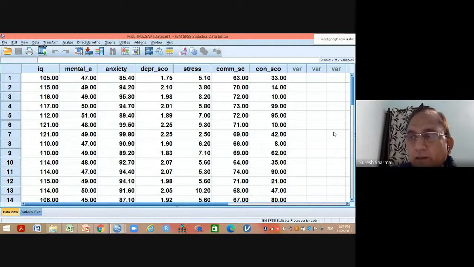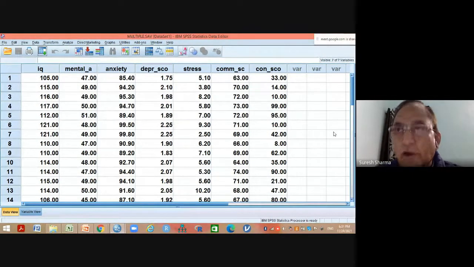What does this mean? That means if there is a big difference between R square and adjusted R square, that means some irrelevant variables are there in your model. Hopefully you understand what I'm saying. Let me just explain it in layman's language.